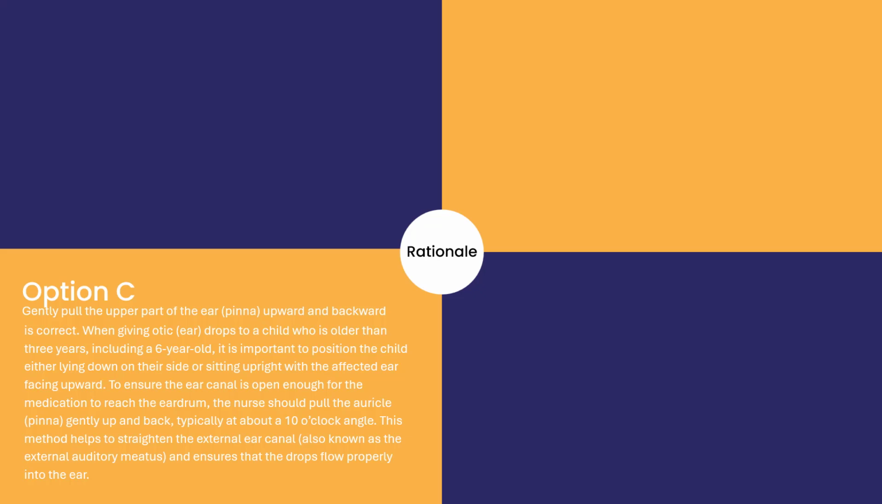When giving ear drops to a child who is older than 3 years, including a 6-year-old, it is important to position the child either lying down on their side or sitting upright with the affected ear facing upward. To ensure the ear canal is open enough for the medication to reach the eardrum, the nurse should pull the outer part of the ear, pinna, gently up and back, typically at about a 10 o'clock angle. This method helps to straighten the external ear canal, also known as the external auditory meatus, and ensures that the drops flow properly into the ear.